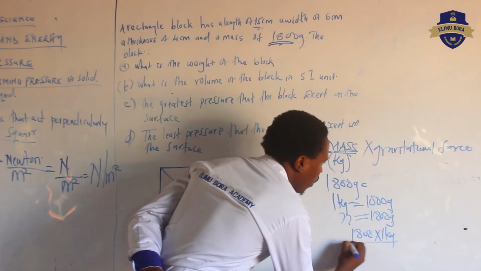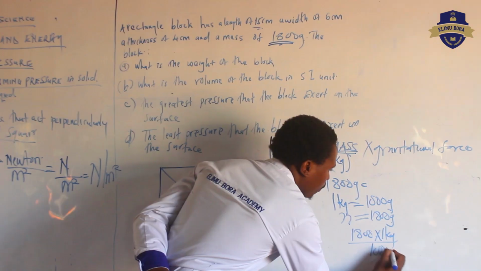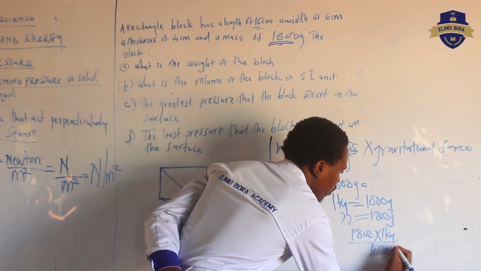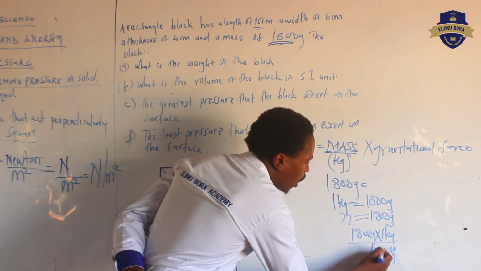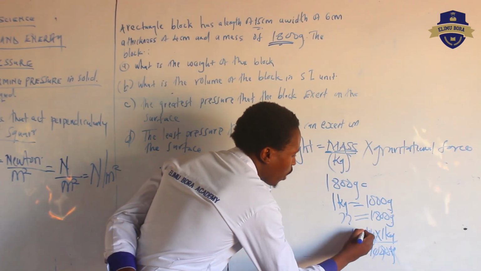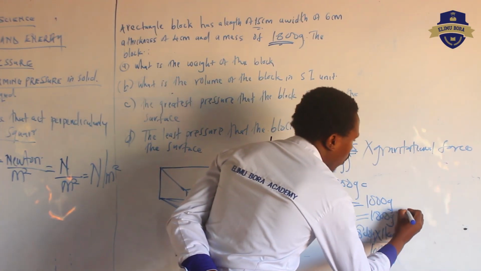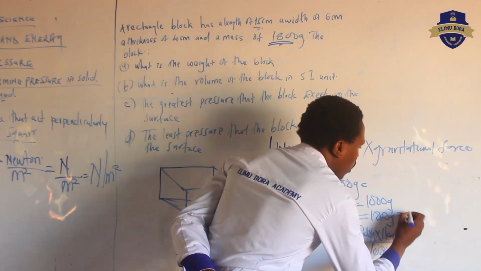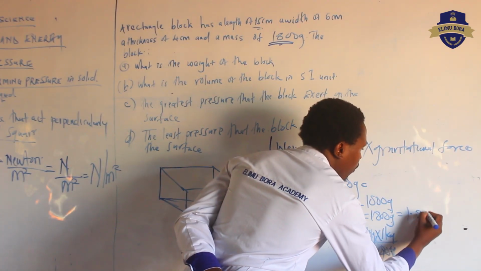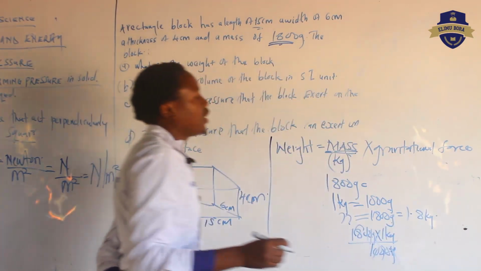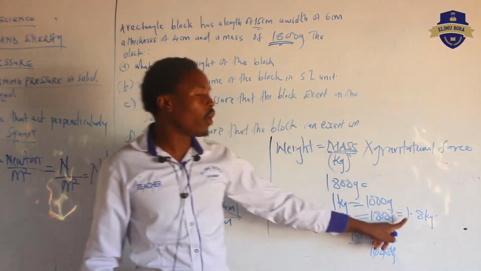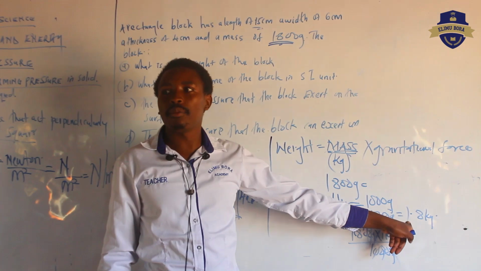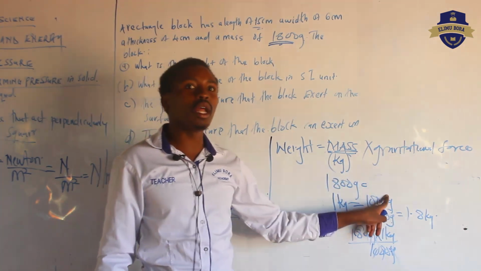So you take 1,800 grams, 1 kilogram over 1,000. So grams will cancel grams. 1, 8, then 0 will bring that. So having our what? As kilogram. So you can see now, already we have our mass in the kilogram.